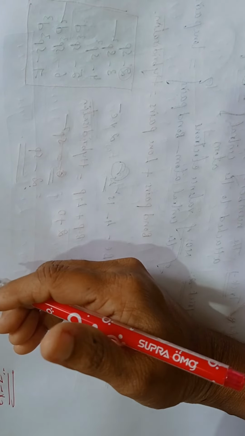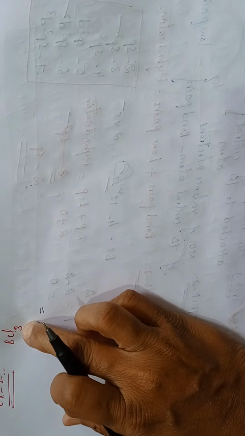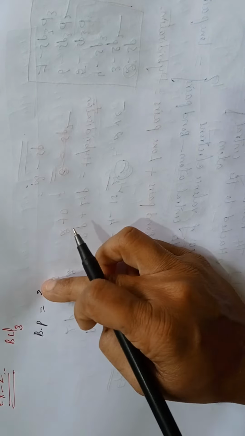Second example, sp2 hybridization, BCl3 I am taking. BCl3. Now tell me, students, how many bond pairs will be there? How many atoms are attached? 3 atoms attached, 3 chlorines attached to the boron. That's bond pairs equal to 3.